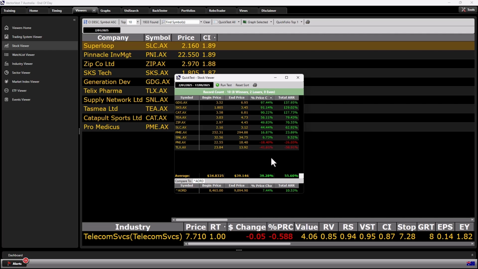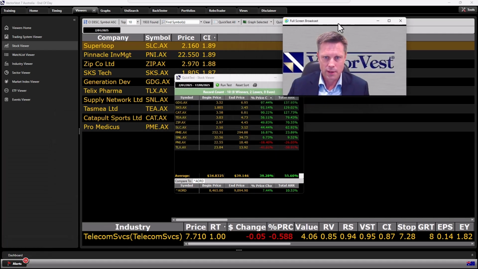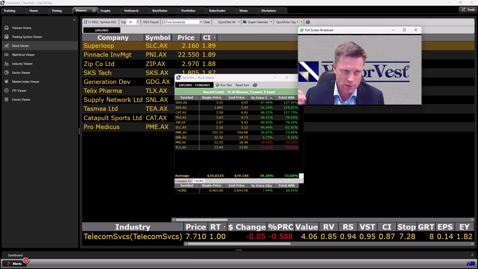across those 10 stocks versus 7.5% for the overall market as represented by the All Ords. Okay, so that's the power of VectorVest. Keep it simple, very simple technique. I just simply went into Stock Viewer, grabbed the top comfort index stocks, sorted them such that I've got the best ones at the top of the list, and I had a lot of that momentum in my favor. Provided the market keeps going up, then you'd expect those stocks on average to go up.